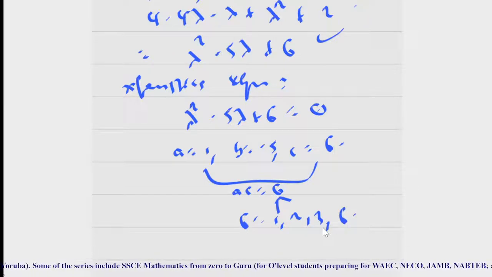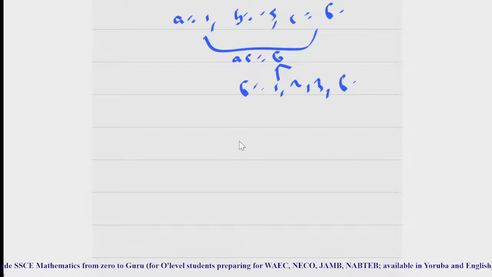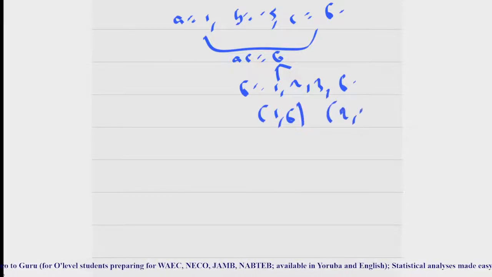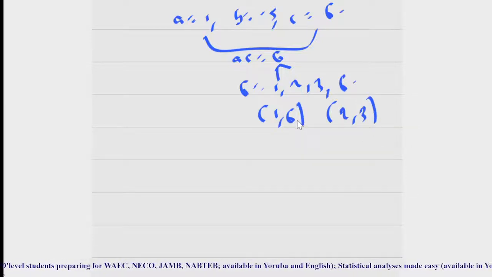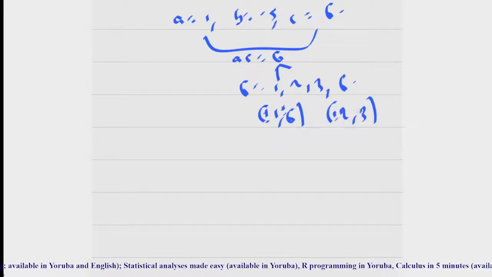So then you have two pairs such that when you multiply the numbers in that pair together, you are going to have 6. For example, 1, 6 is a pair, 2, 3 is also a pair. You can see that when I multiply 1 times 6, I'm going to have 6. 2 times 3 is going to give me 6. So, sorry, plus or minus.